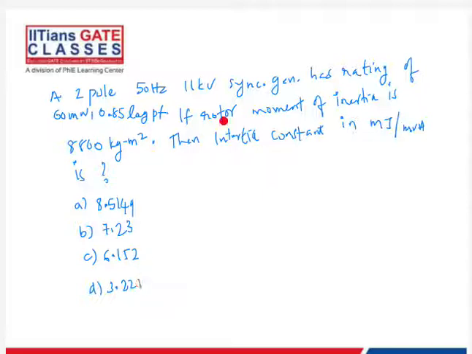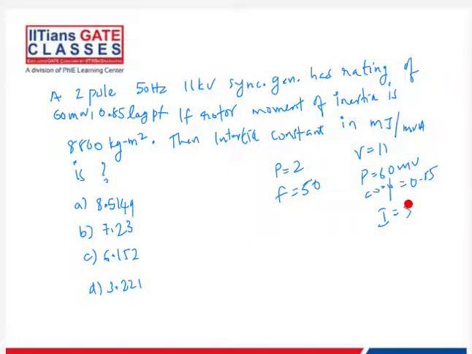Just to make sure that you guys are understanding this clearly, what is given? Given P is equal to 2, F is equal to 50, right? Then V is equal to 11, right? Then P is equal to 60 megawatt, and cos phi is equal to 0.85, and I is equal to the given moment of inertia, right? What are they asking you to find? They are asking you to find the inertia constant, H.